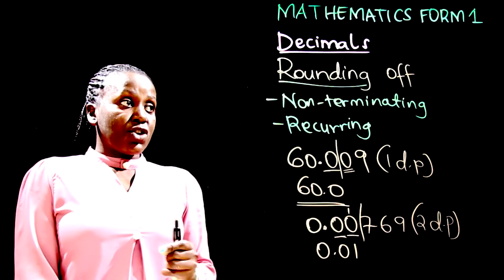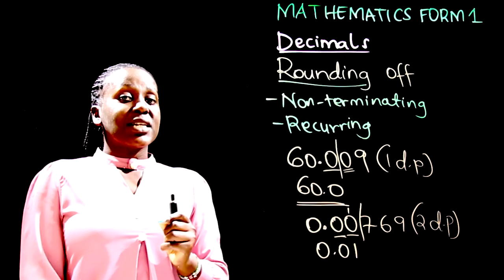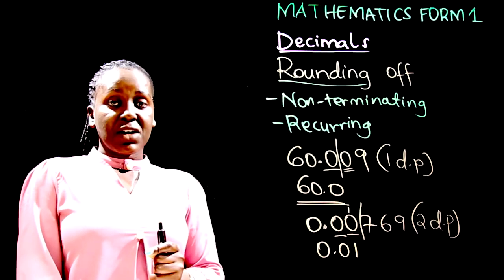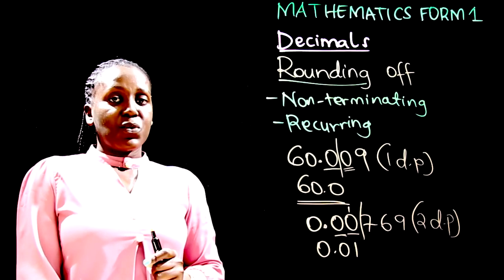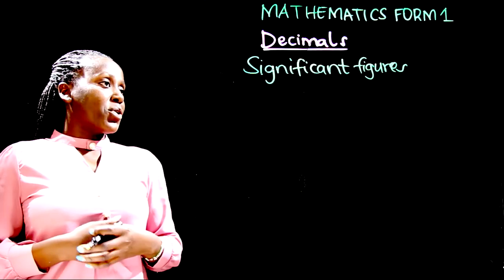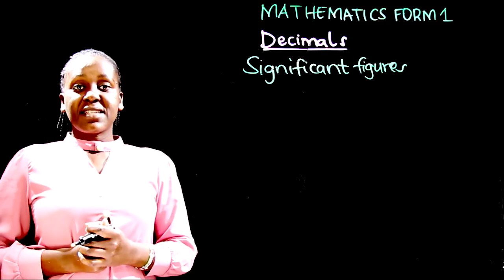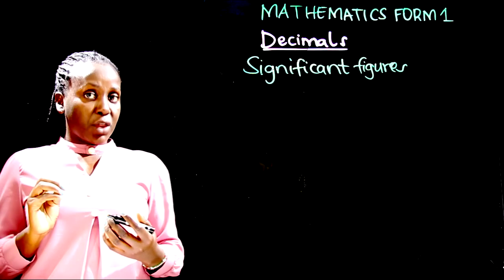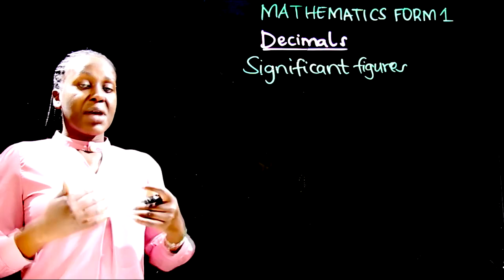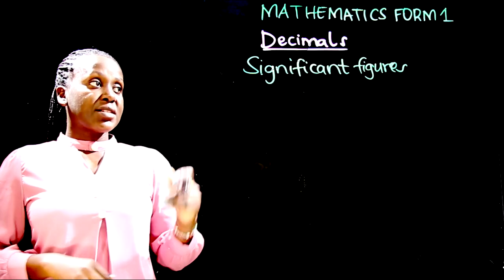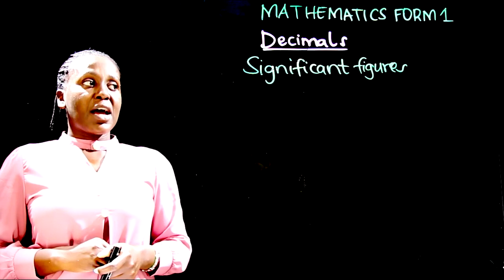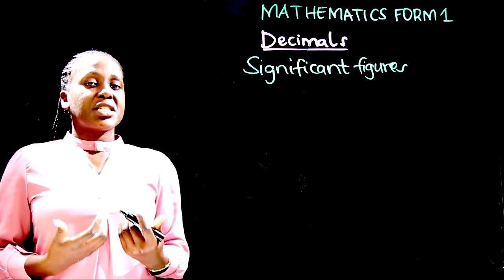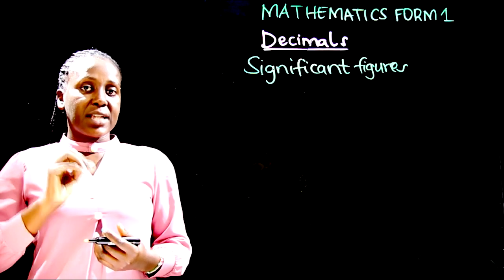So now, this is not the only method of approximating, of making approximations. We have another method in which we consider the number of significant figures, and that is what we are going to look at next. Now, for us to approximate using significant figures, there are a few rules that we must understand so that we follow them and be able to make approximations using significant figures.